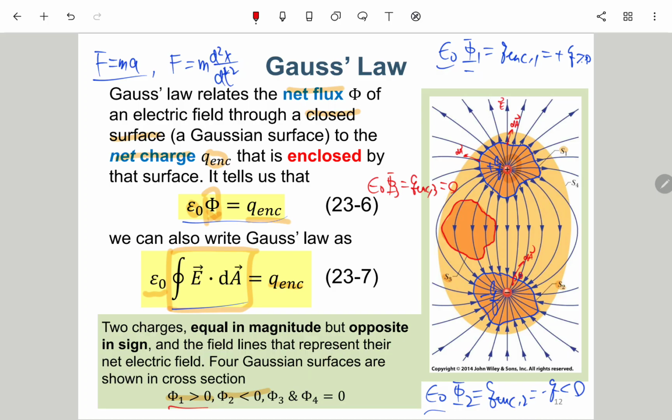So this positive Q and negative Q are outside of this Gaussian surface. So neither of them counts towards the Q enclosed. So it is equal to 0, which means that phi 3 must be 0. Phi 3 must be 0.